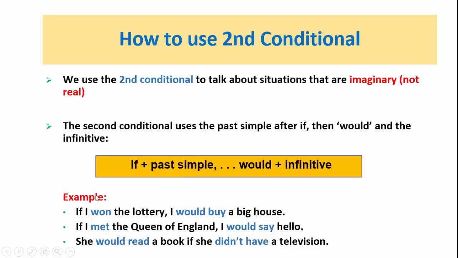Let's see some examples. If I won the lottery, I would buy a big house. If I met the Queen of England, I would say hello. She would read a book if she didn't have a television.